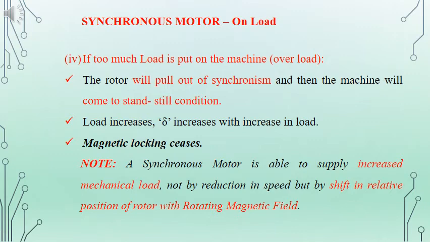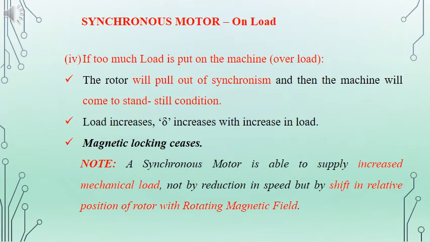And if the machine is overloaded, that is, if the load on the machine goes beyond the rated capacity of the machine, delta also goes beyond a particular limit, that is, it goes beyond a critical value, which will cause the machine to stop or to be out of synchronism, or the machine will come to a halt, because if the load angle increases above a particular limit, the magnetic locking between the rotor and the rotating magnetic field will cease.